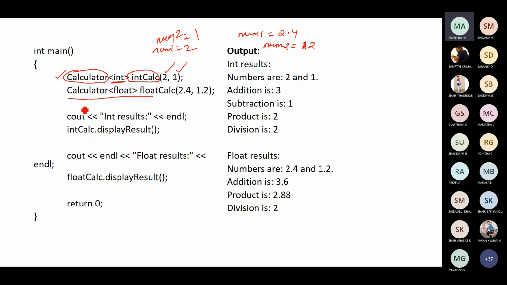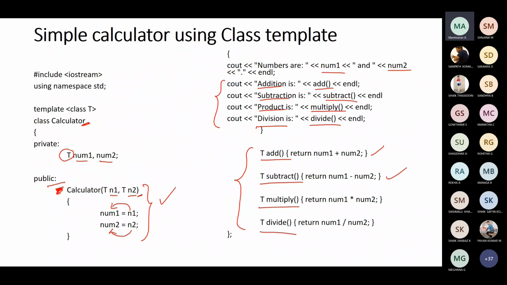So after creating this object, we are calling display result. In this display result only, we are going to print that one. So cout float results. Here float calc dot display result. We are calling the display result function. Already we have written the display result function.